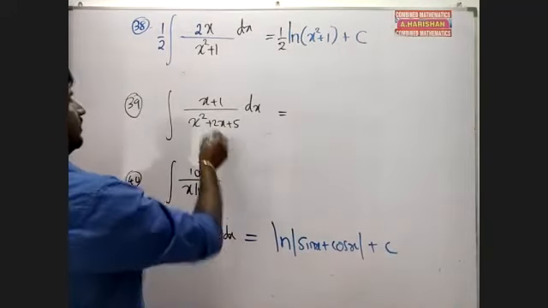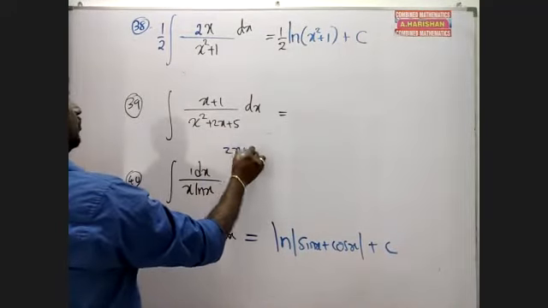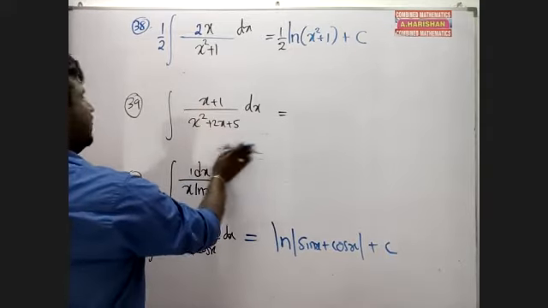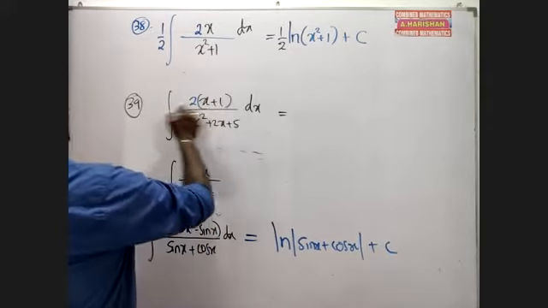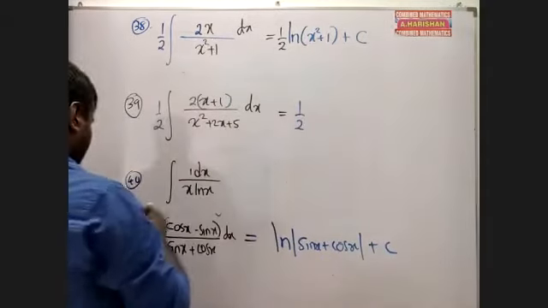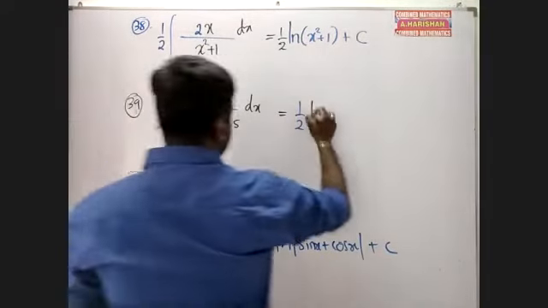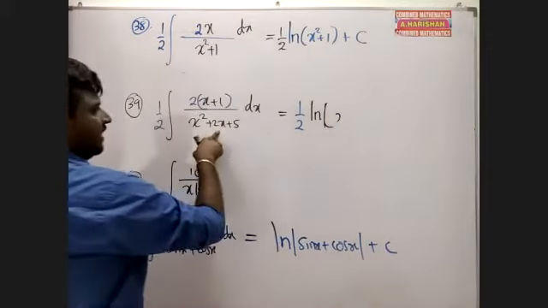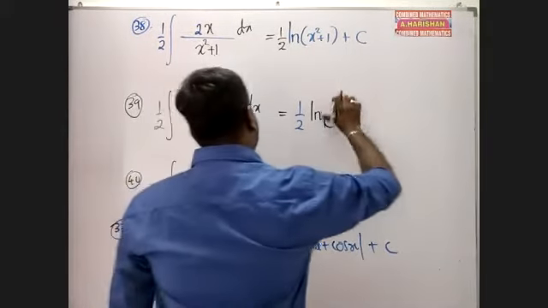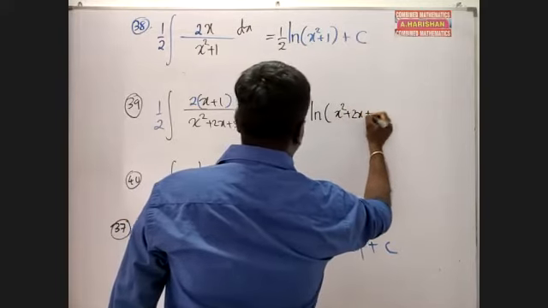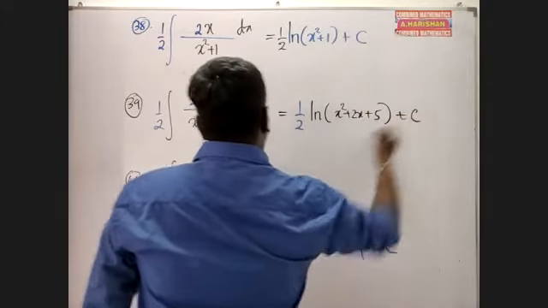So what about this? If you differentiate this you get 2x plus 2, but here it is x plus 1. So if you multiply by 2, then you can form it. So I multiply by 2 and put half. Now this is a logarithm, and I don't put modulus. Check the delta, it's negative, so it's not a modulus. So half ln of x squared plus 2x plus 5 plus c.